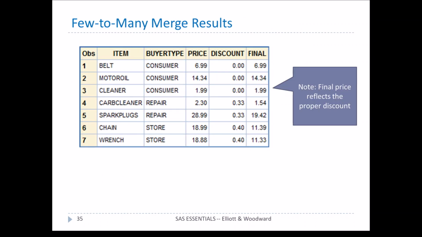So here we get the final report, and you can see the results. So a belt was bought by a consumer for $6.99. They got 0% discount, so it cost $6.99. Let's go down to the carb cleaner, which was bought by a repair shop. It would cost $2.30. It had a 33% discount, so they really paid $1.54 and so forth. So we get the price on the shelf and also the final price that we got for each item.